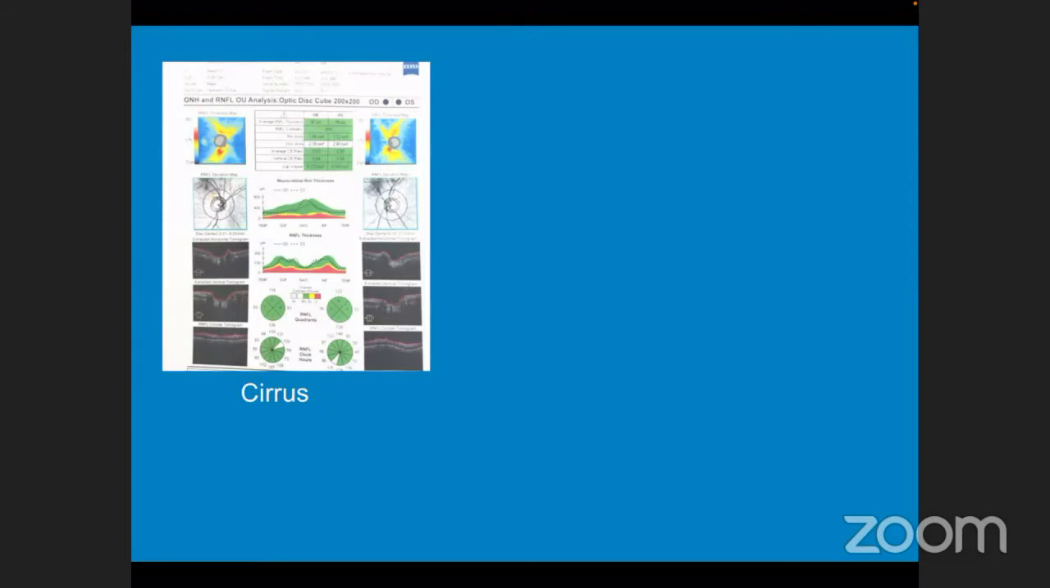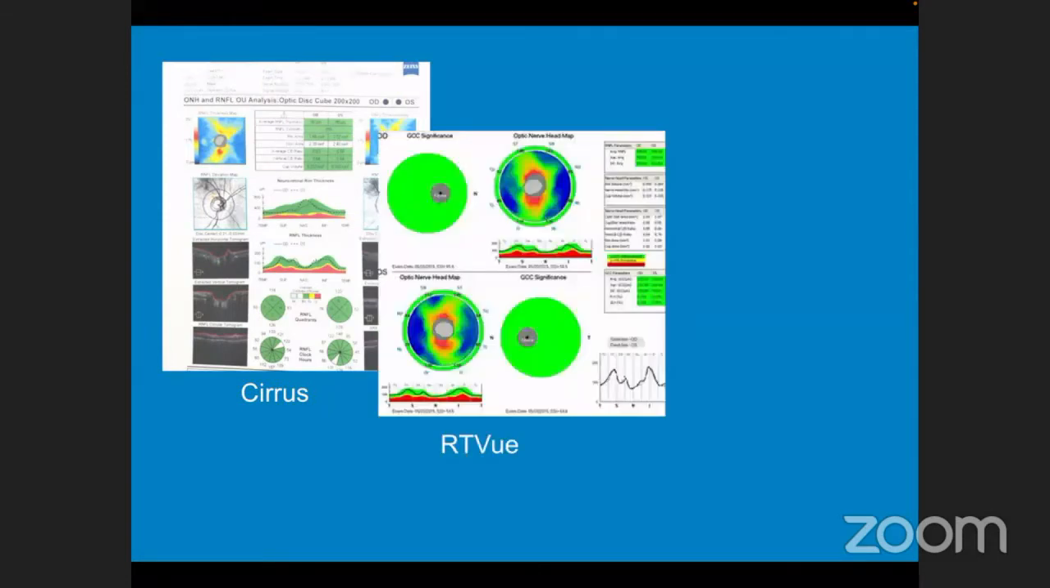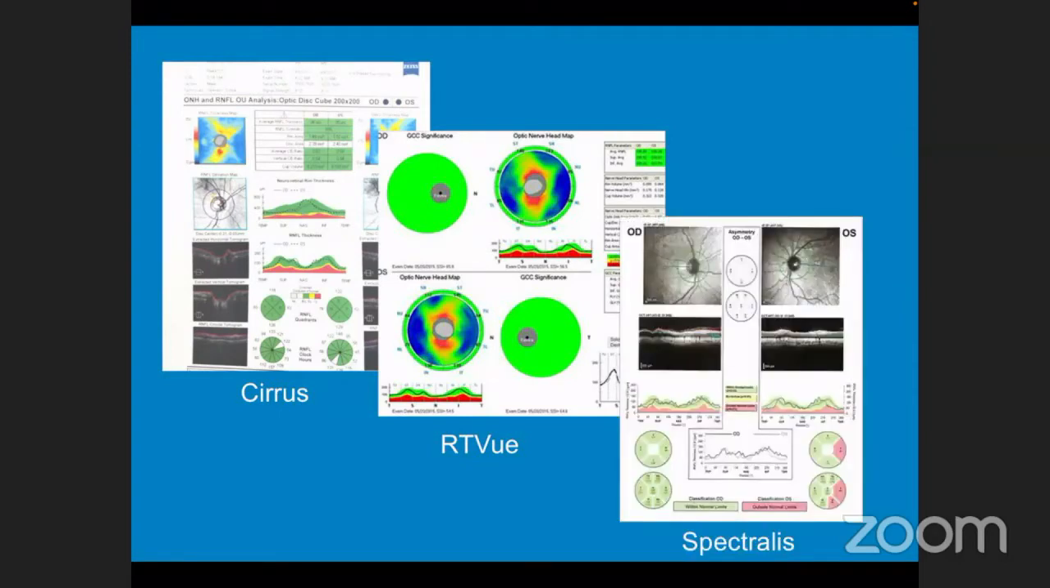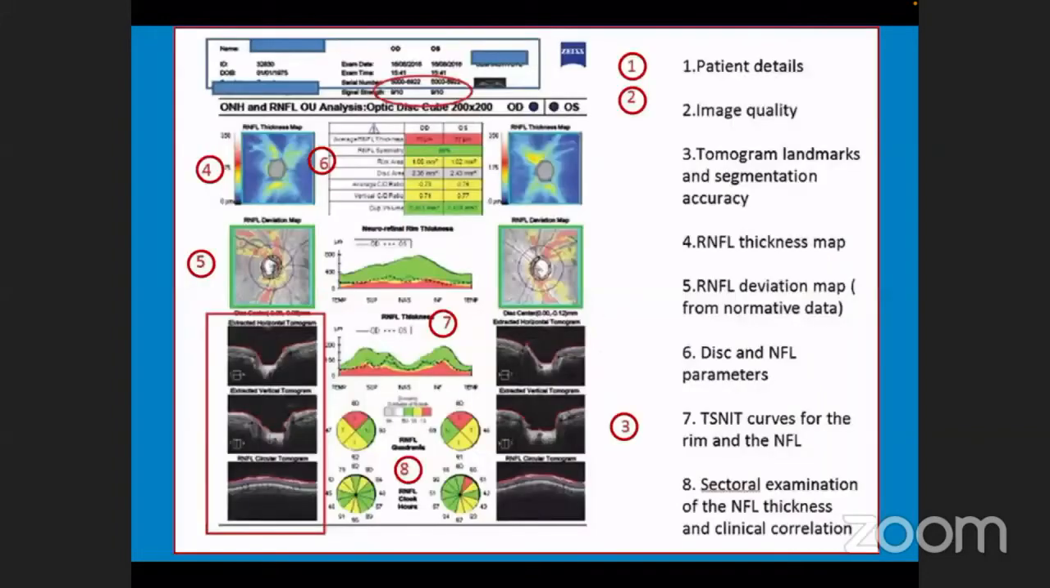There are other machines like RT-View. It has a very robust database of around 1600 patients, and that's why it is unique. And the other one and the latest one, which is Spectralis, it is supposed to be the most advanced and most accurate from the available machines. All these scans have a basic, normal, common principle, but the presentations are different and the printouts are seen differently.